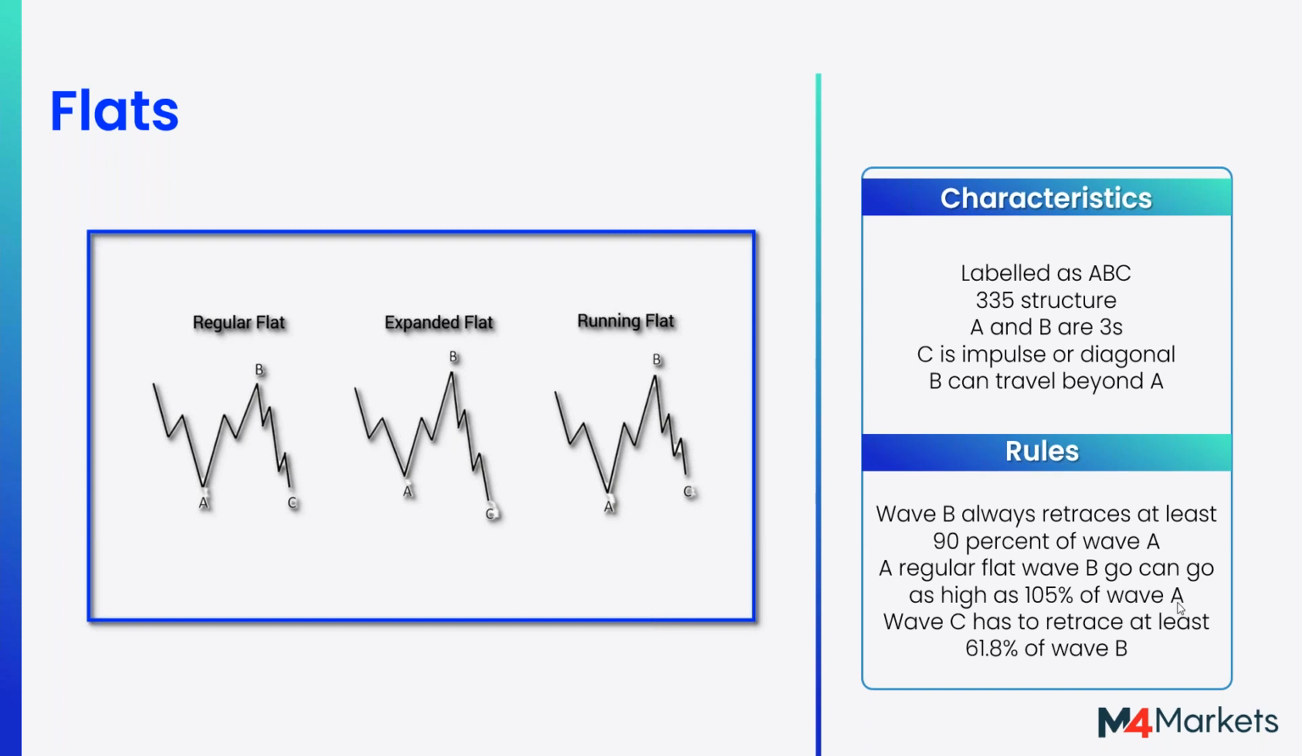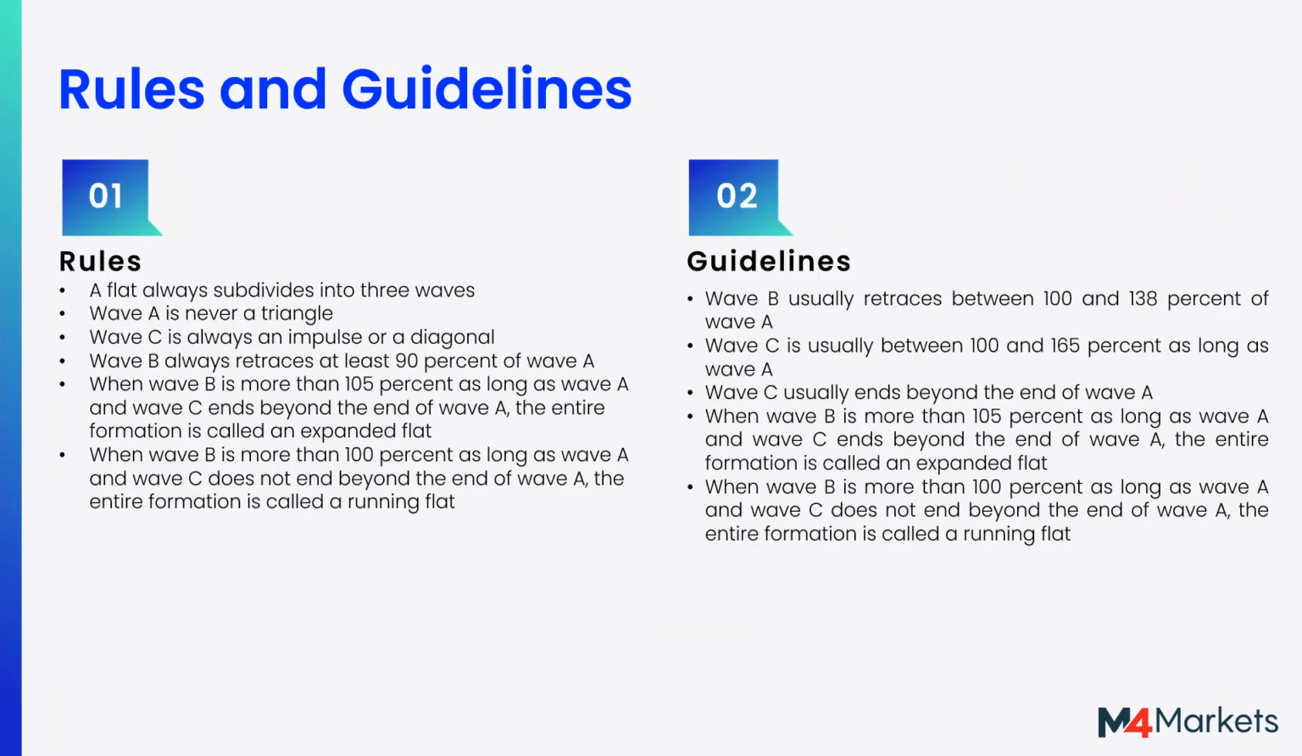In the regular flat, I said 105% of wave A, and wave C has to retrace at least 61.8% of wave B. It doesn't need to go all the way down or go beyond. It can be truncated, just to make it a bit easier, but it has to do at least 61.8%. In the running flat variation, it's the same. We cannot go below wave A, and wave B goes beyond 100%, well, 5% let's say, of wave A. In the expanded variation, we'll have to go 105% above wave A, but wave C has to also go below wave A. And these are the rules and the guidelines.